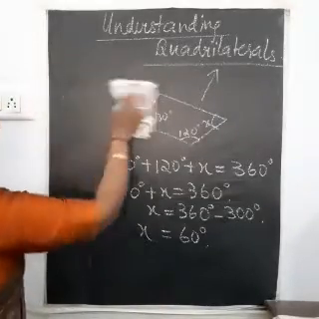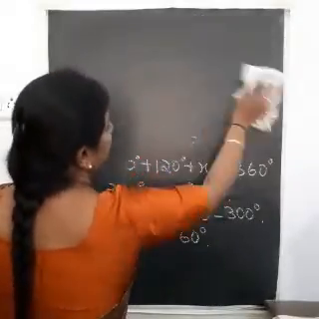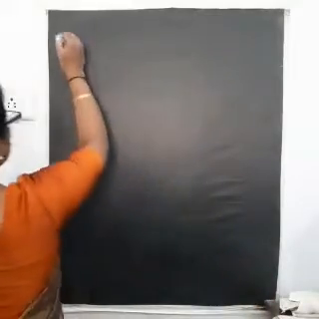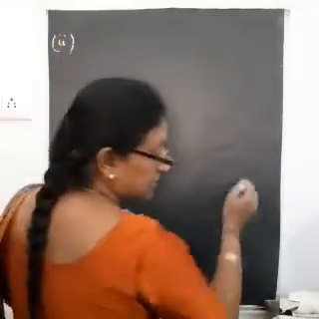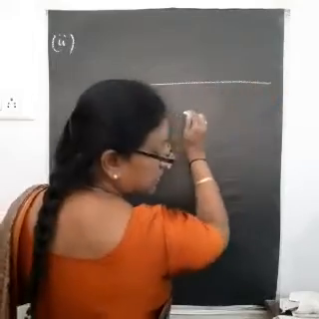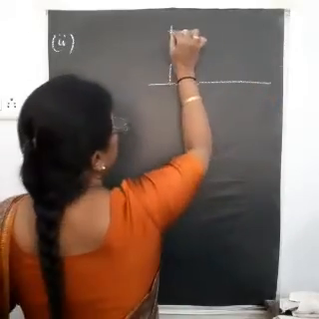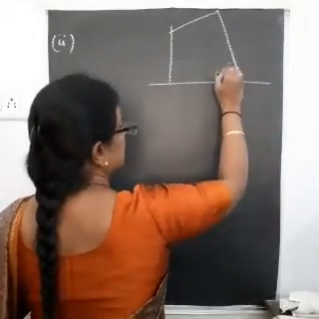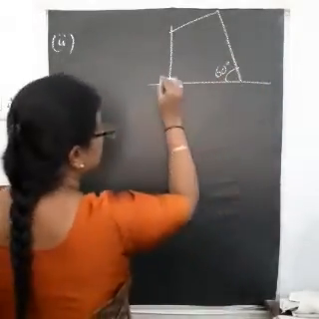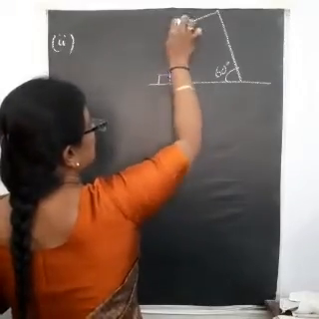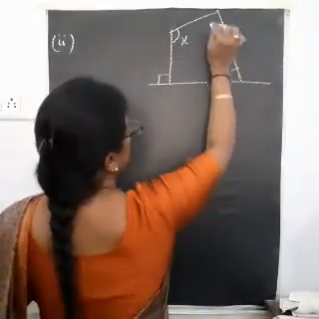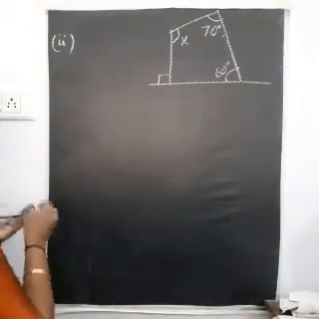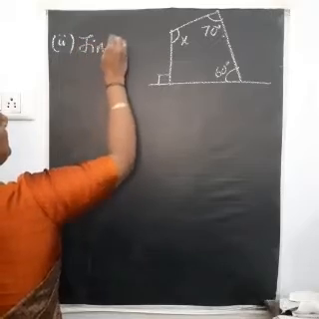In the sixth one itself, we have the next sum given. See, there is a figure like this. This is 90. This is given to be 60 degrees. And here they have said this is 90, this is x, and here it is 70. Here also we have to find x. What is the question? Find x.